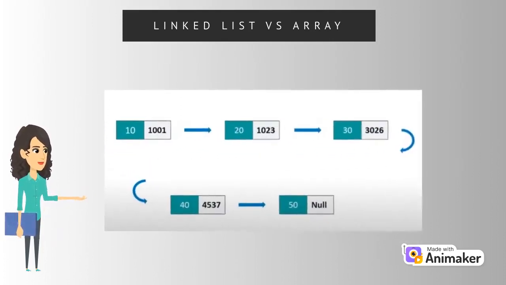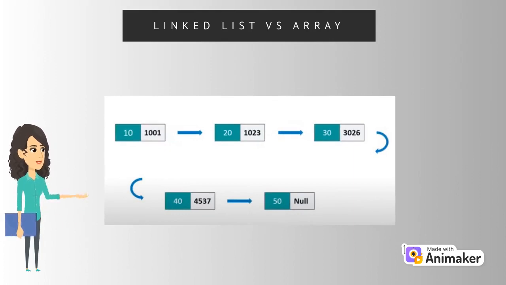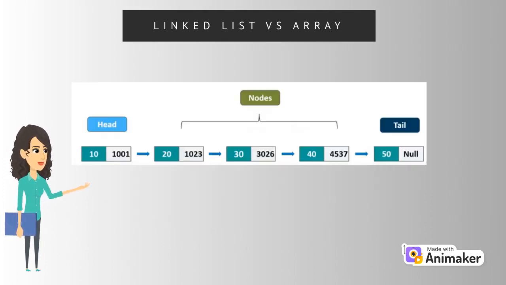Once the data is stored, the last node's address is replaced with a null value, which indicates the end of the linked list. This is the final linked list we get. The first node is the head, and the last node is the tail.